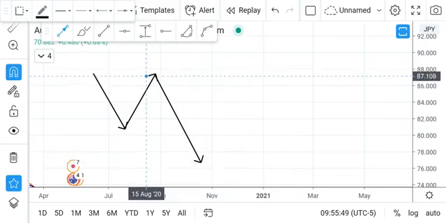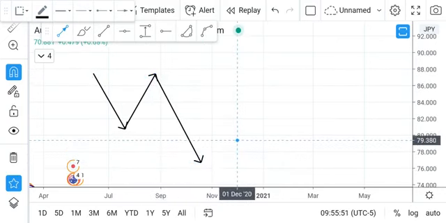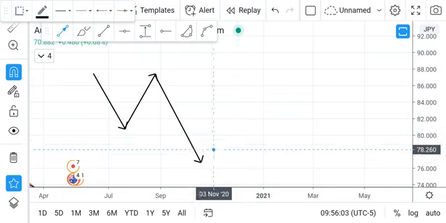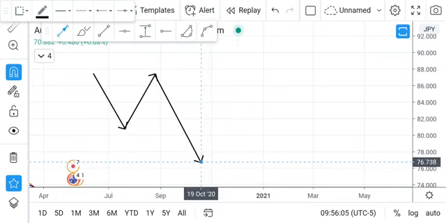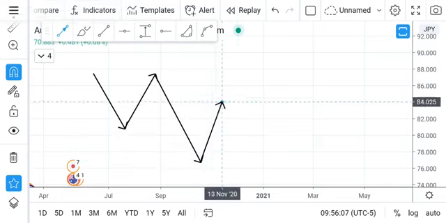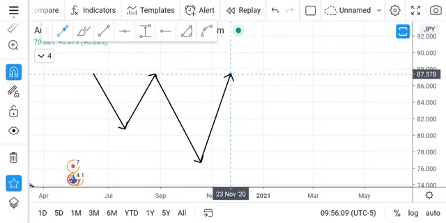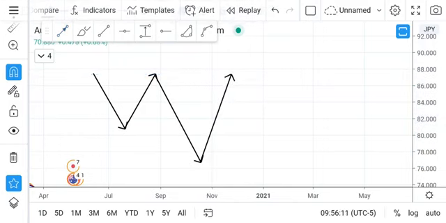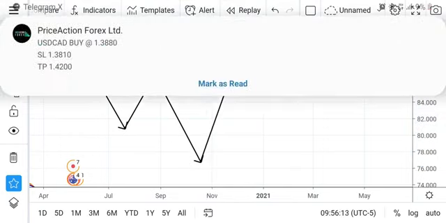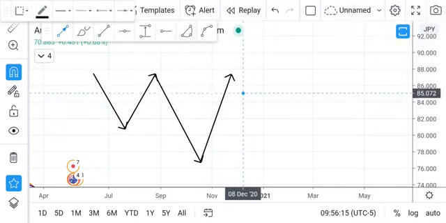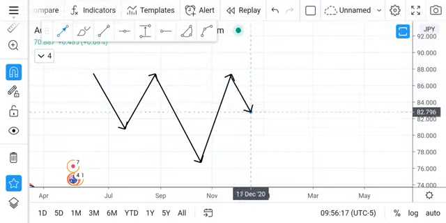Then sellers will now push it back down again. So at this point you are going to have a lower low. So this low over here is lower than this one over here. Then the next thing is that buyers will now push back the price again to this level over here. Then sellers will now once again push it down again.